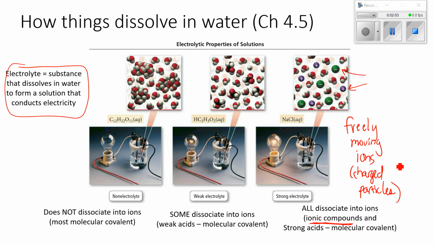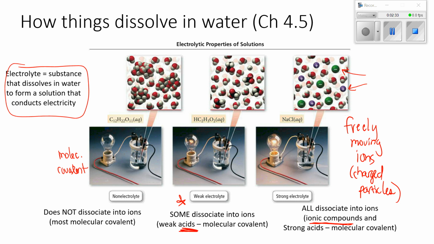We will notice that most molecular covalent substances are non-electrolytes, because when you place them in water, they're not made of ions. So they tend to not conduct electricity. However, we do notice that some molecular covalent substances do conduct. There are these things called weak electrolytes. And we notice this happening with acids. So acids are a little unusual.